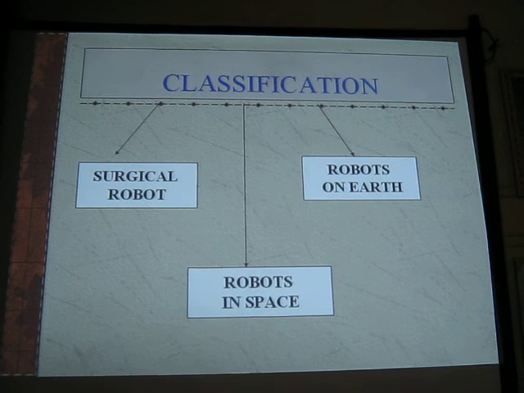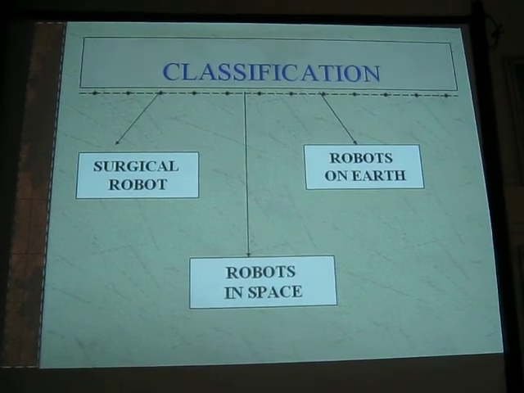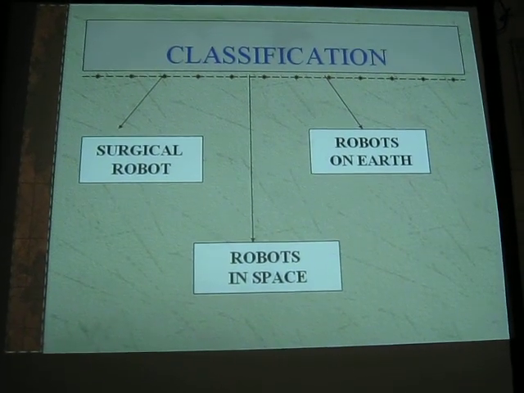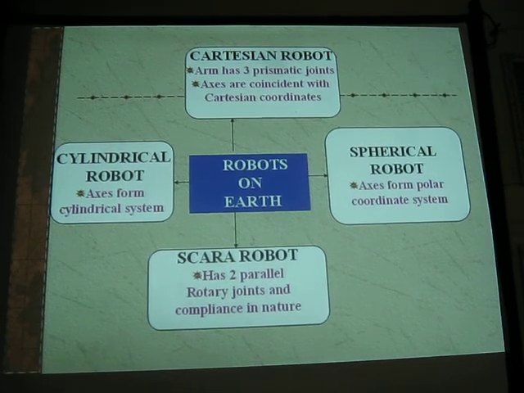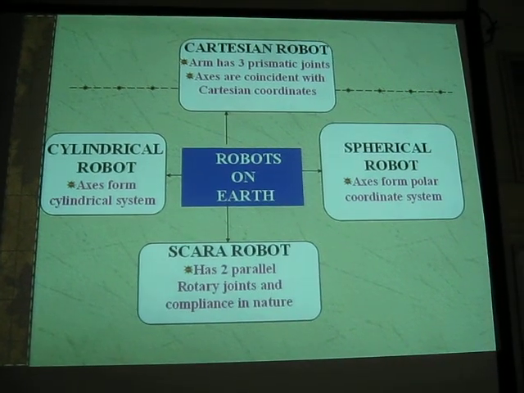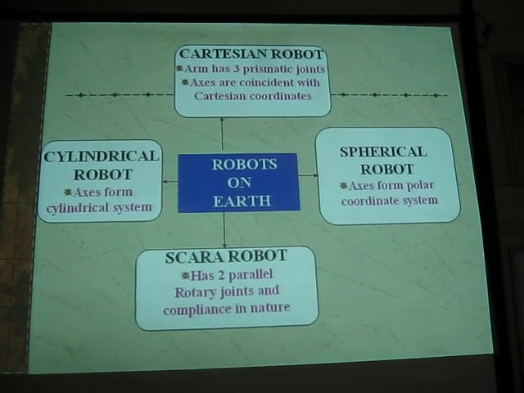See, classification of robots. One is in medical, you have surgical robots, robots on earth, robotics in space. Next, robots on earth. If you say robots on earth, cylindrical robots are there, square robots are there, cast robots are there, spherical robots are there.